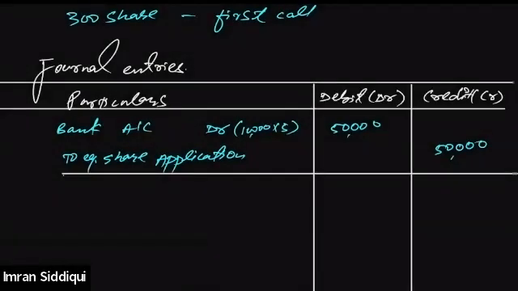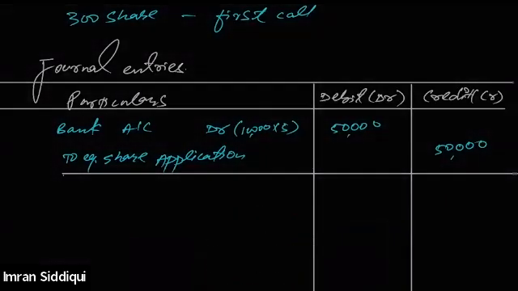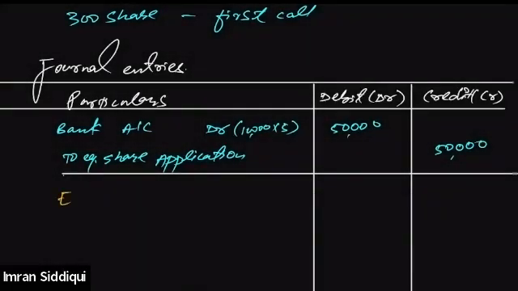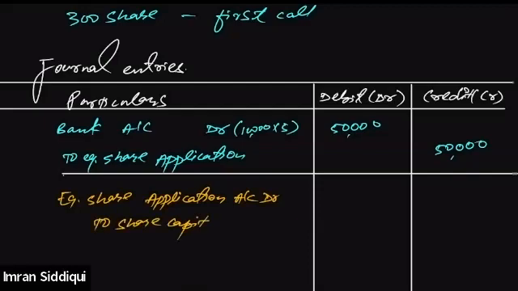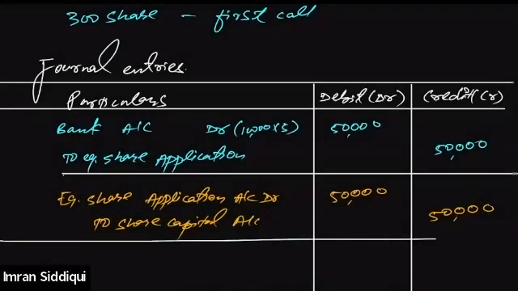Then we'll pass the journal entry for the transfer of application money to share capital. So the journal entry for the transfer of application money: equity share application account debit to share capital, 50,000. Right, everybody? This is the entry for the application.